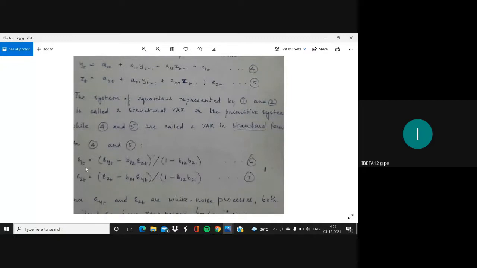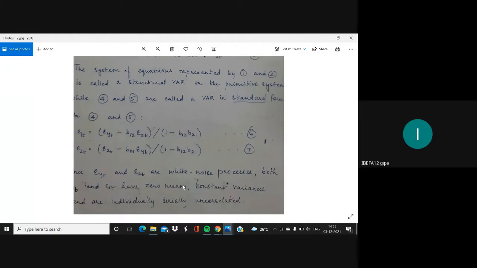Okay. So if you look at E1t, the error term which appears in equation 4, okay, it will be equal to this term. Here, this is the determinant of your B matrix. So if you look at E1t and E2t, both are composed of the structural error terms. So you have epsilon yt as well as epsilon zt appearing in equation 6 and 7. So they are made up of the structural error terms that you saw in equation 1 and 2.